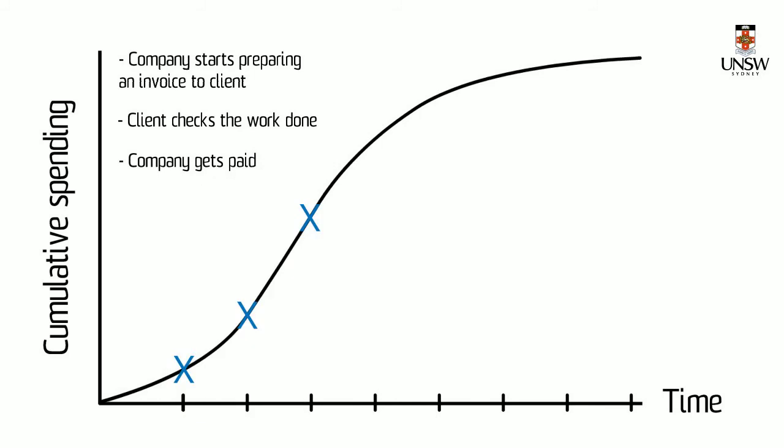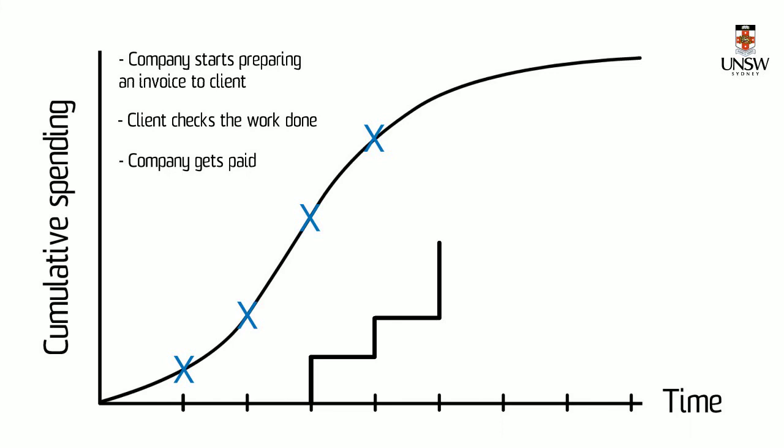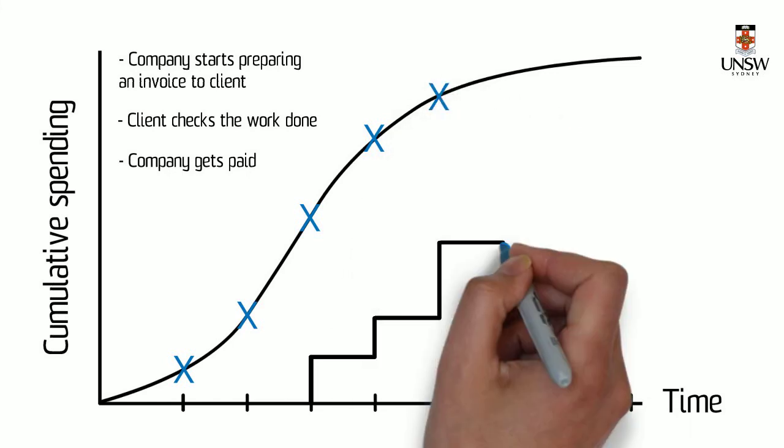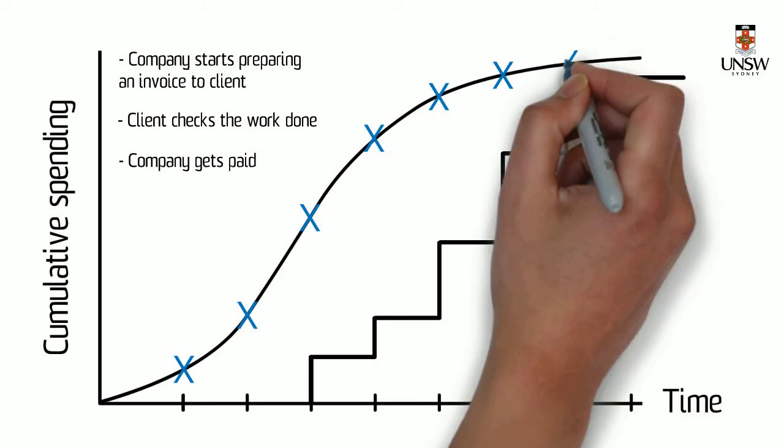Now this happens every month. They work out how much work has been done at this point, and they get paid for that here. How much work has been done at this point, and they get paid for that here. How much work here, paid for that there.